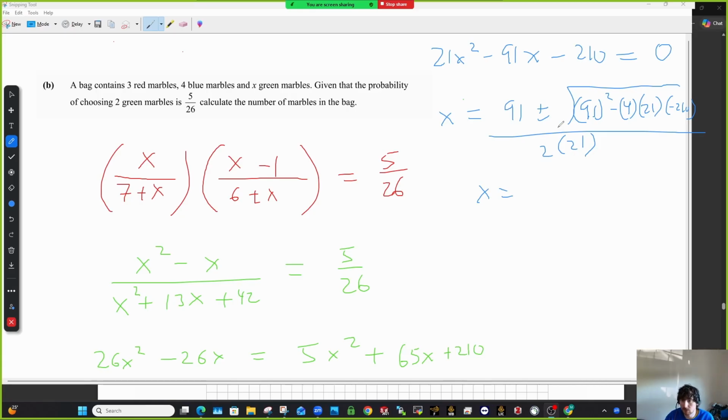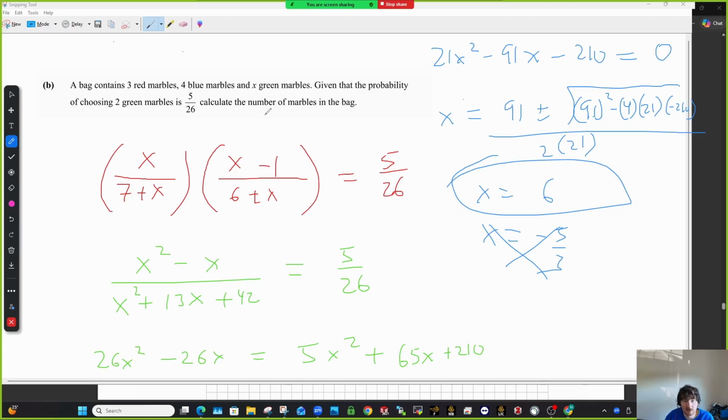Okay, so when you do it with the plus, you get x is 6, and when you do it with the minus, you get x is minus 5 over 3. Now, how could x be negative? You can't. It's the number of green marbles in the bag, so the answer has to be 6, right?